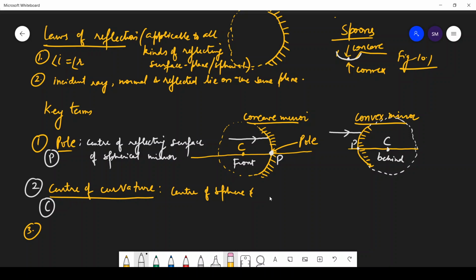Okay, now the next thing is radius of curvature. Of course, if there is center, there will be radius also. So this is your radius. It is written by capital R. So that's the radius of curvature.